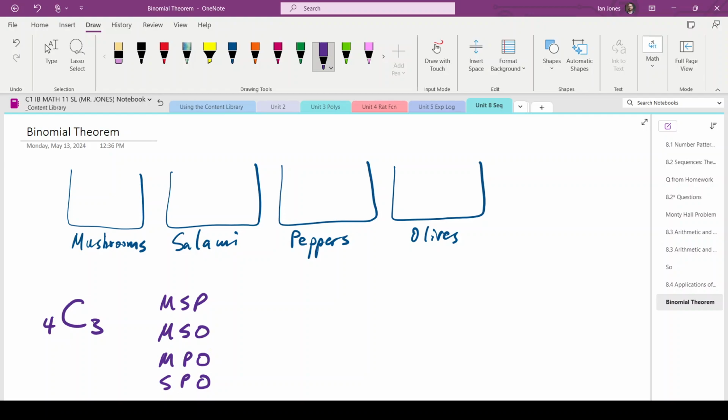Okay, here's another one. Let's suppose now that you have mushrooms, salami, peppers, olives, and anchovies. And you want to see how many ways out of these 5 toppings could you choose 3? This one's a little trickier. Pause the video and see how many different pizzas with 3 toppings you could get. Did you get 10? Here they are.